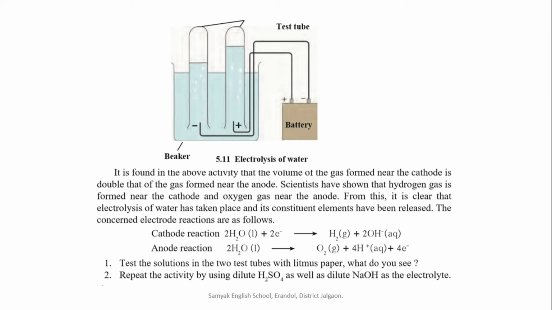Now test the solutions in the 2 test tubes with litmus paper. What do you see? And repeat the activity using dilute sulfuric acid and dilute sodium hydroxide as the electrolyte in place of pure water. Now we know hydrogen produced near the cathode will make the solution more acidic, whereas oxygen released at the anode will not change the pH of the solution. So in a pure water it should show no change in litmus paper. I would suggest you actually test this in your experiment so you know exactly what change it makes.